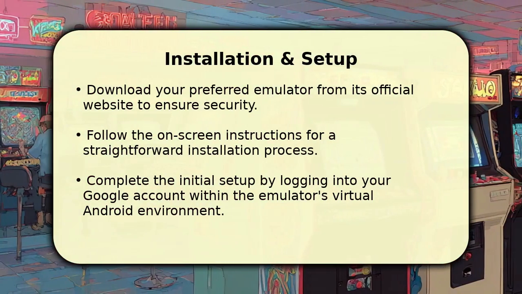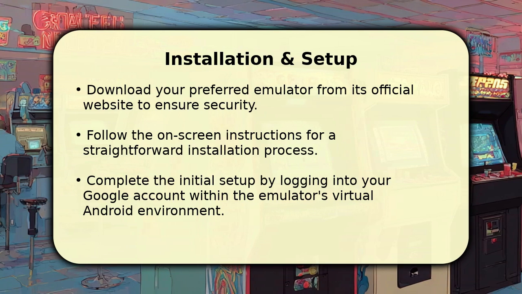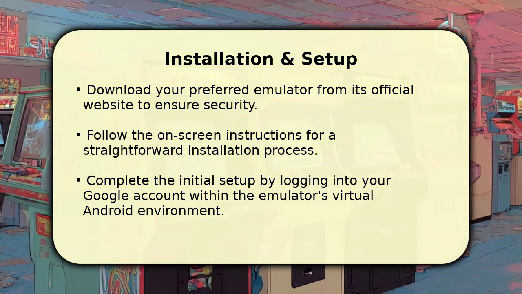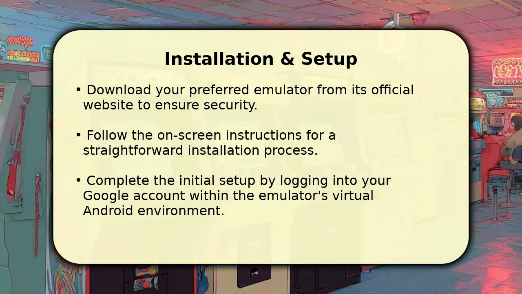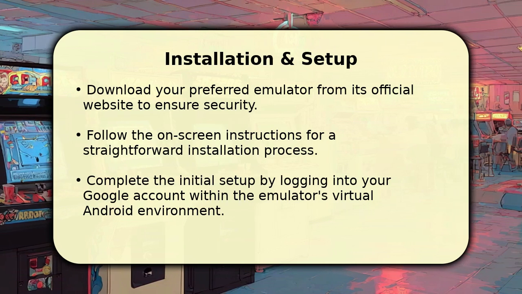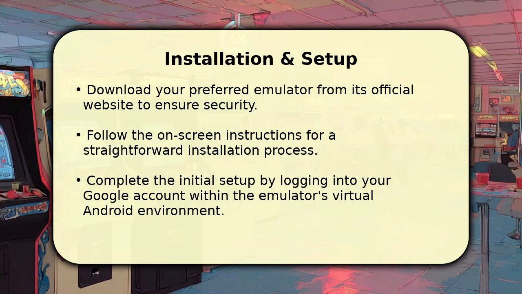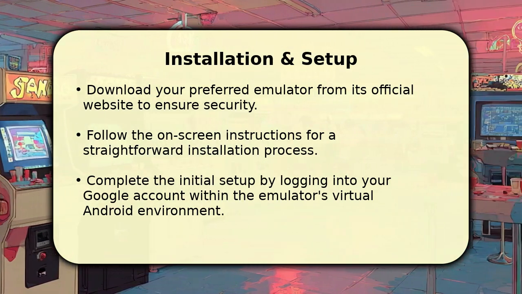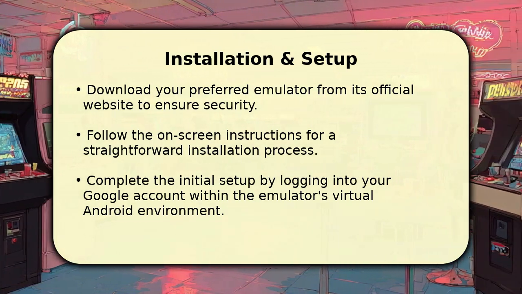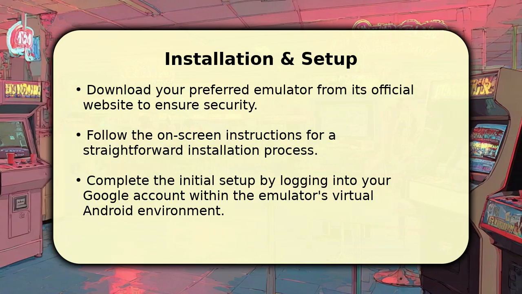Once you have chosen your emulator, download the installer file from its official website. The installation process typically takes only a few minutes. Simply follow the clear on-screen prompts. After installation, launch the emulator and complete the initial setup, which includes signing in with your Google account. This step links your virtual device to the Google Play Store, just like a real Android phone.